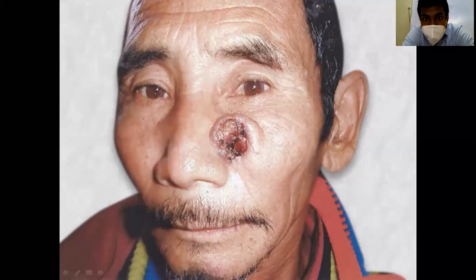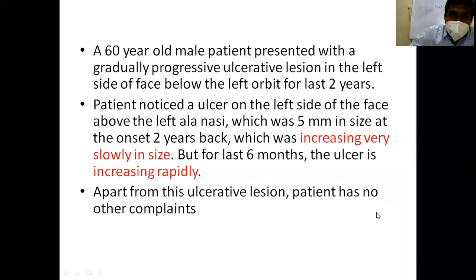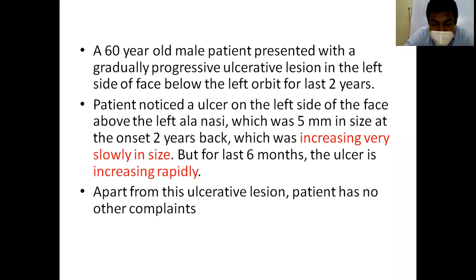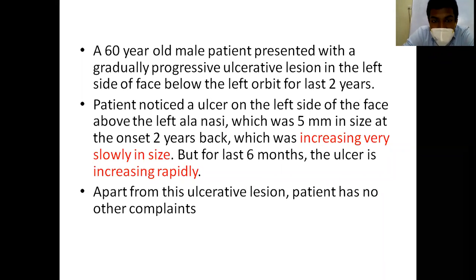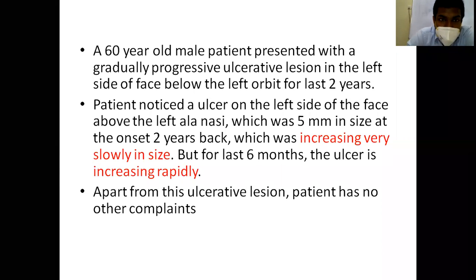Okay, go ahead. This is a 60-year-old male patient who presented with a gradually progressive ulcerative lesion on the left side of his face below the left orbit for the last 2 years. The patient noticed an ulcer on the left side of the face above the left ala nasi, which was 5 mm in size at the onset 2 years back. Now, this increased very slowly in size, but for the last 6 months, there was rapid increase in size. Apart from this ulcerative lesion, the patient has no other complaints.